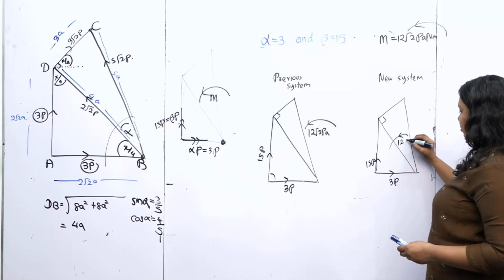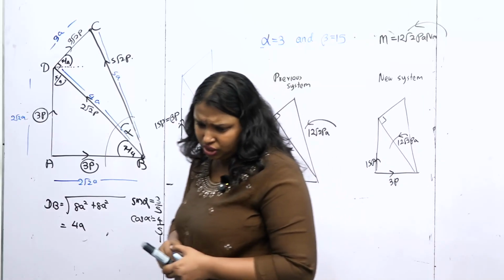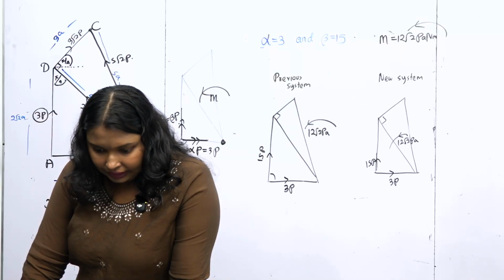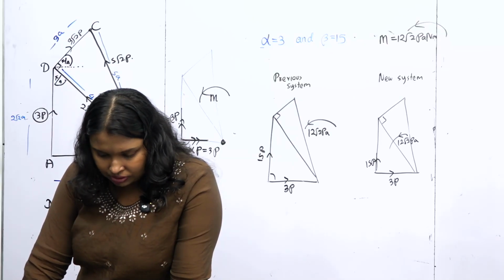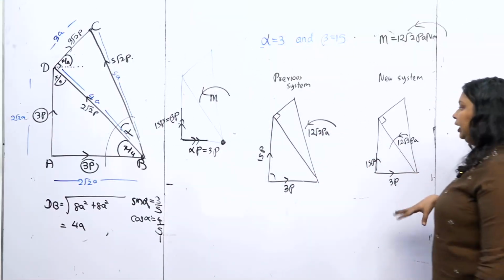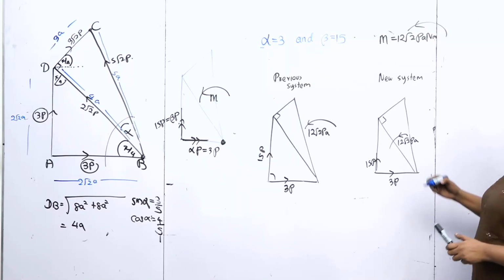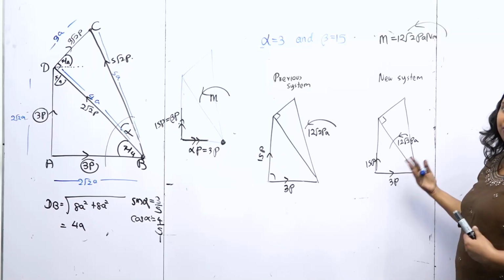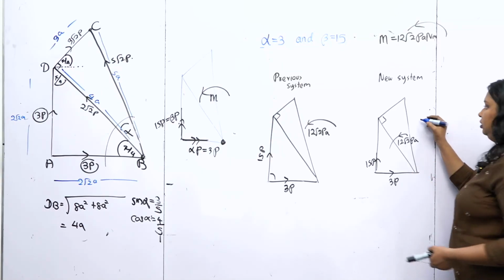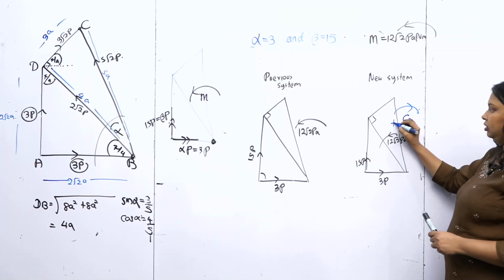You have a couple also. But we add a new couple, and they don't tell us the direction of the new couple added, no? Now, a couple acting in the plane of the quadrilateral is added to the above system of forces such that the resultant of the new system passes through D. They don't tell us the direction of the added couple. Take any direction you like. If your direction is wrong, you will get a negative answer. Is it clear? I will take G to this side. A couple G to this direction. Added one. Can you understand?